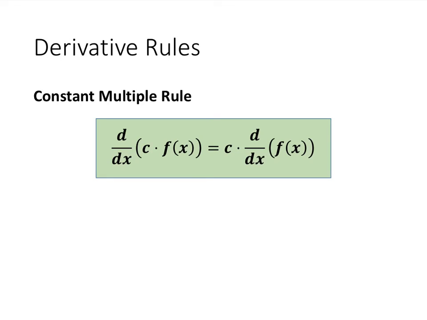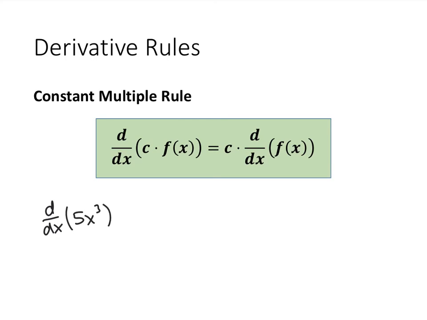We've got some slightly more complicated derivative rules. This one's the constant multiple rule. Again, you don't want to get this one mixed up with the constant rule. This is saying when we have a constant times a function, not a constant by itself, but a constant times a function, the constant just sits there and doesn't do anything, and then we take the derivative of the function normally.